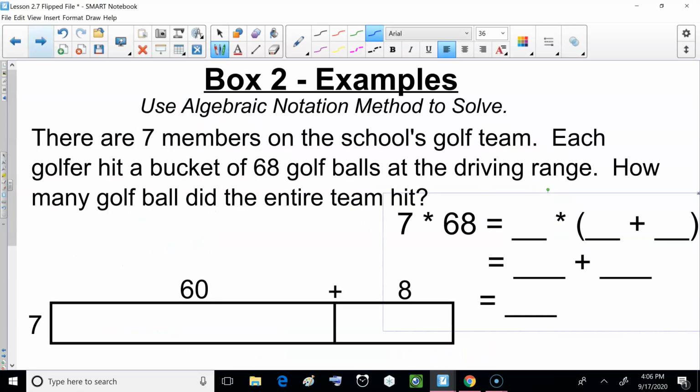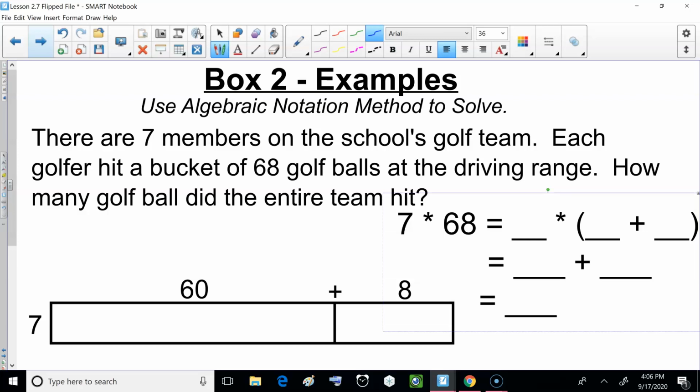So now we're going to try the same thing. We're going to use the algebraic notation method to solve. There are 7 members on the school's golf team. Each golfer hit a bucket of 68 golf balls at the driving range. How many golf balls did the entire team hit? So we have a multiplication. We have 7 members out there. They're swinging. They're hitting 68 golf balls. So how many golf balls did the entire team hit?